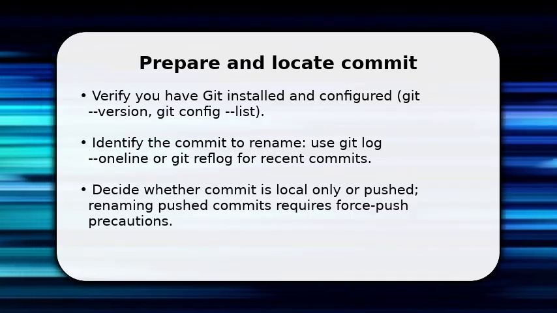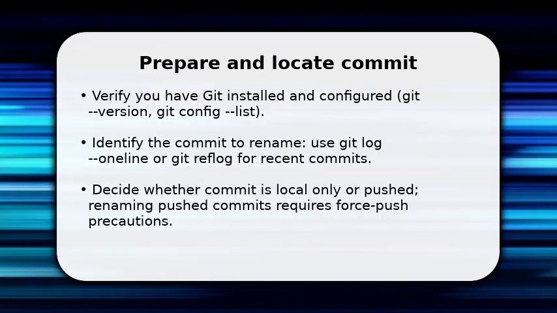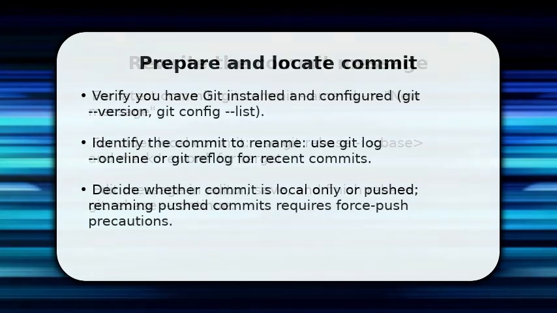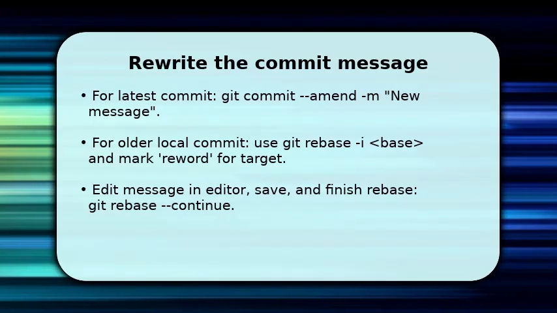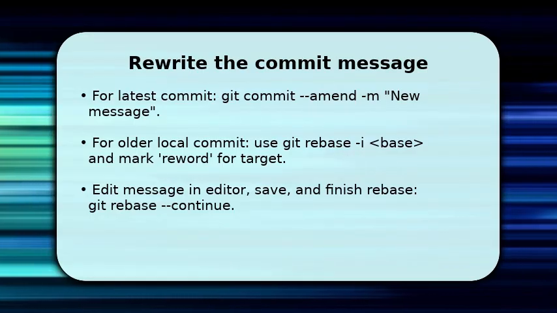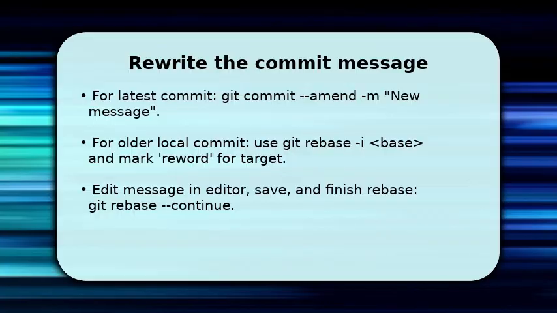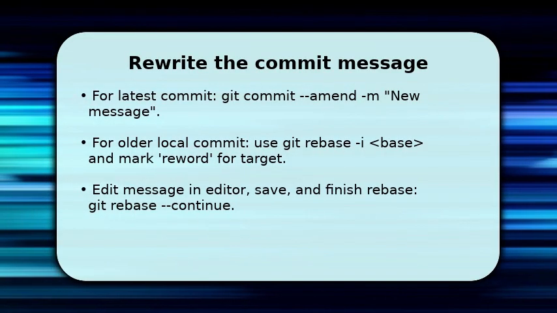Now that prerequisites are met and the target hash is identified, you're ready to rewrite the commit message. You will now change the message. If it's the most recent commit, run git commit --amend -m "new message", and note this creates a new commit object. For older commits, start an interactive rebase with git rebase -i <base>, where base is the parent before the range. Then change the target line to reword and save. When the editor opens for that commit, edit the message, save, and run git rebase --continue until the rebase completes. Make sure tests pass and history is consistent.